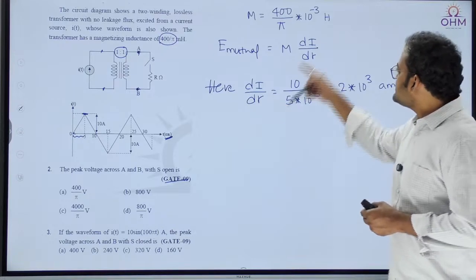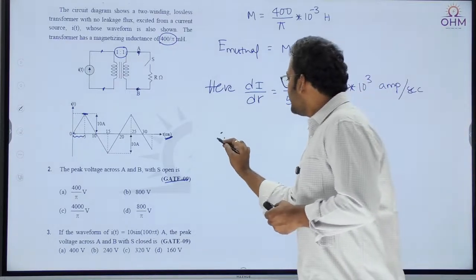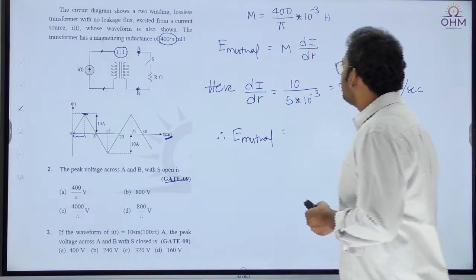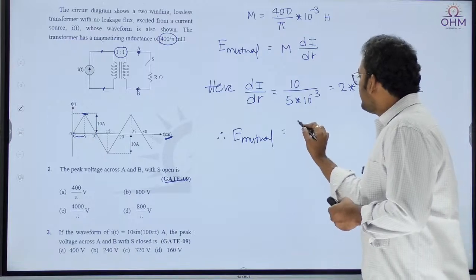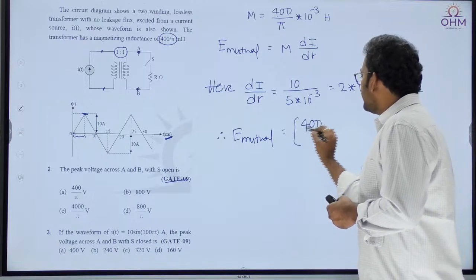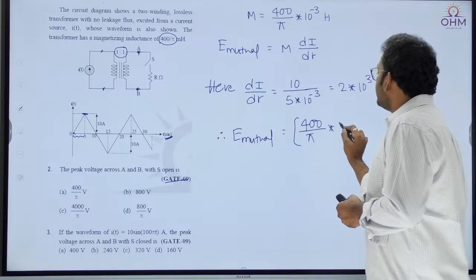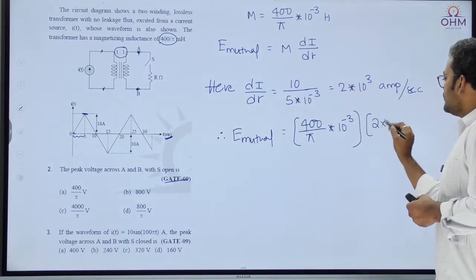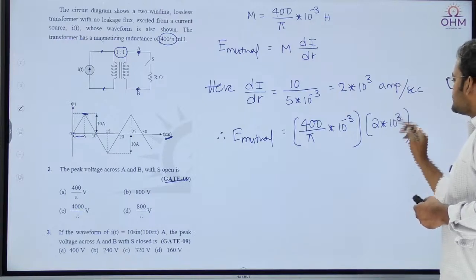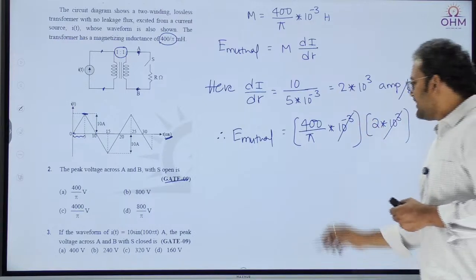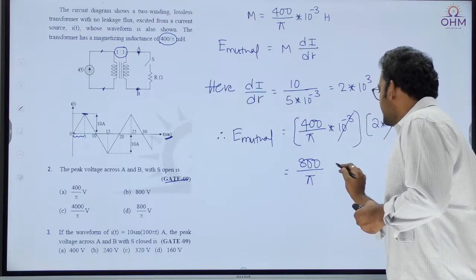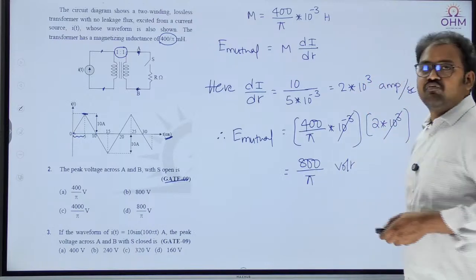And you substitute this di by dt in the above formula. Therefore, the mutual induced EMF is equal to M di by dt. What is M? 400 by pi into 10 power minus 3, into di by dt, 2 into 10 power 3. So 10 power 3 and 10 power minus 3 will cancel. Therefore, the magnitude of mutual induced EMF is 800 by pi volt.